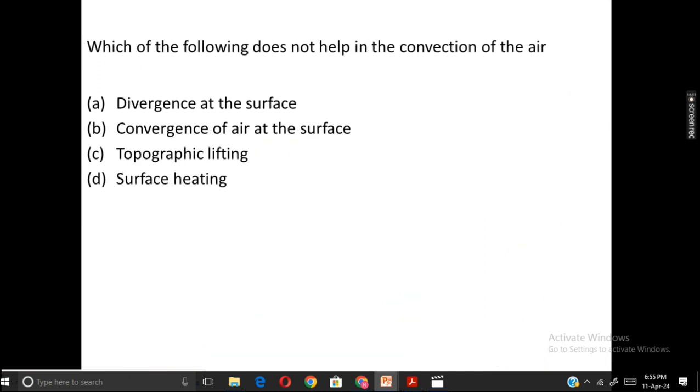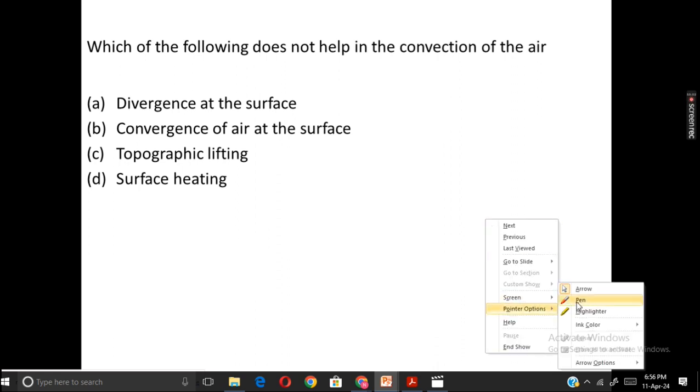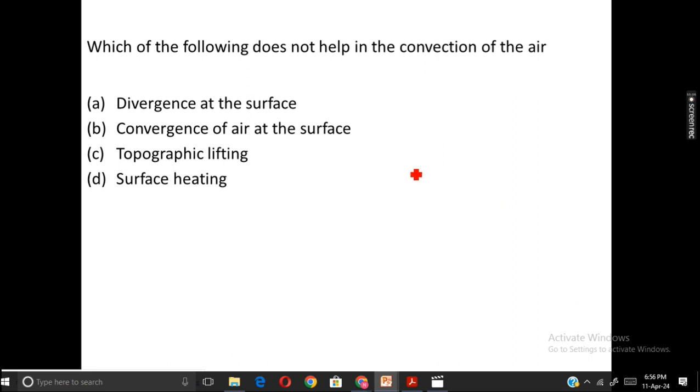The next question is, which of the following does not help in the convection of the air? Convection is basically the rising of the parcel. There are different types of convection.